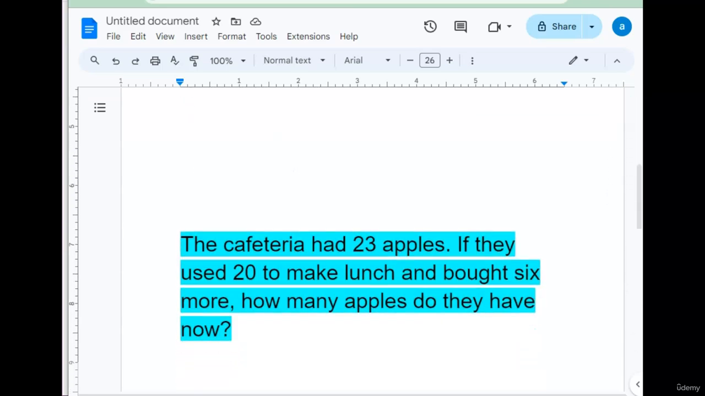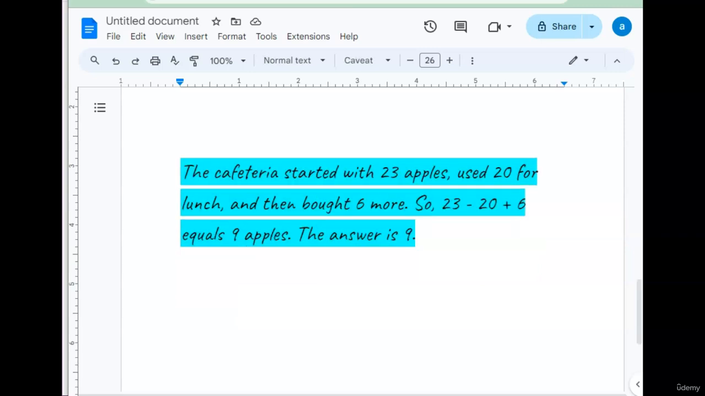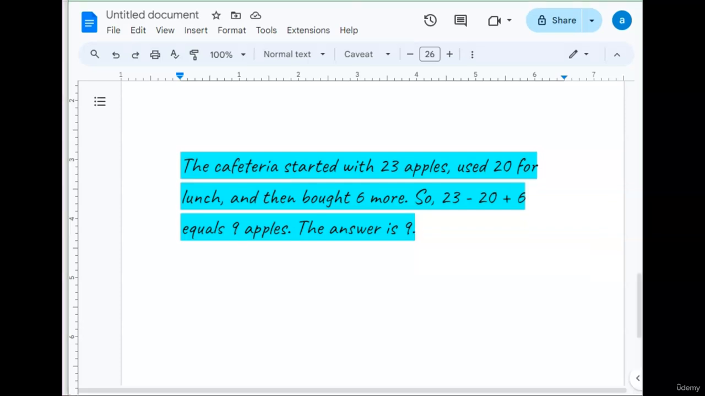Imagine the cafeteria had 23 apples. If they used 20 to make lunch and bought 6 more, how many apples do they have now? Without the chain of thought, the model might struggle. But if we include the reasoning, the cafeteria started with 23 apples, used 20 for lunch, and then bought 6 more. So 23 minus 20 plus 6 equals 9 apples. So the answer is 9.